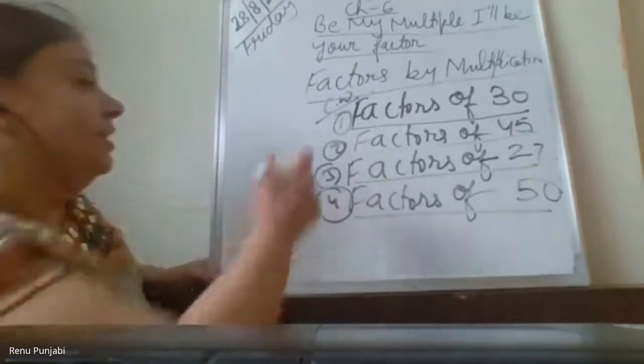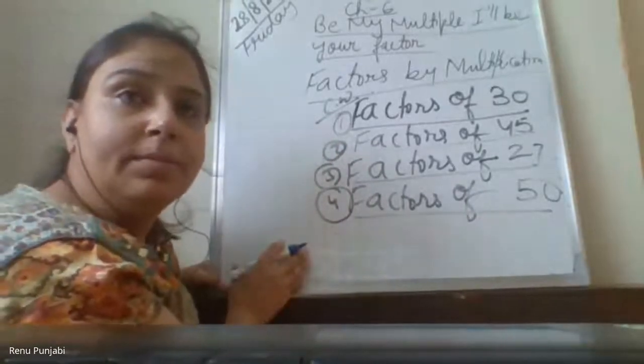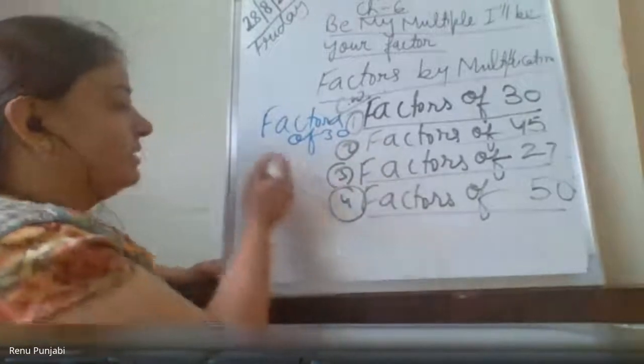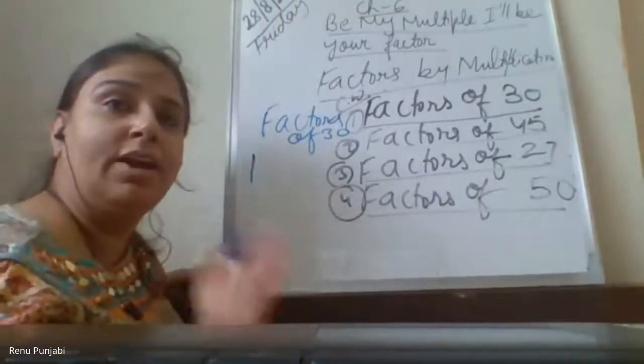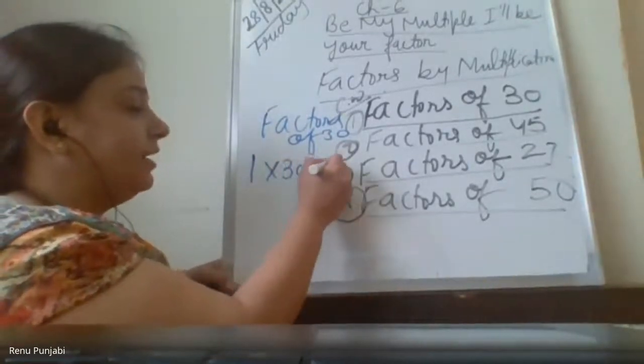I will do it here. Can I do it here? This part is visible to you all. Ma'am, I have written 27 also. Factors of 30 I am doing here. So I will start with 1, right? As I said, 1 is a factor of every number. So 1 multiplied by 30 is 30.